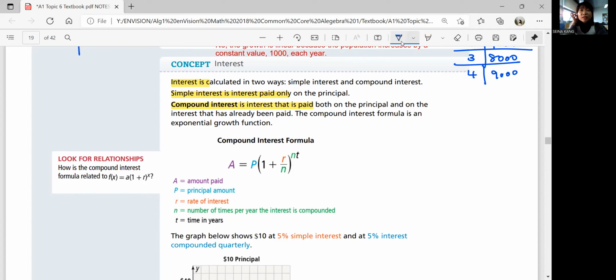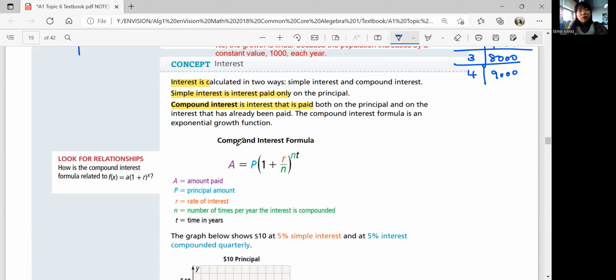So if you get a simple interest, that means your interest is going to be the same every year. You're going to get a fixed amount of interest. But if you have a compound interest, then whatever interest you have, that's also your money now. So next year's interest is going to be a little bit more because it includes the interest on your initial money. The compound interest also gives you interest on the interest that you already got paid in previous years. So the compound interest formula is an exponential growth function.